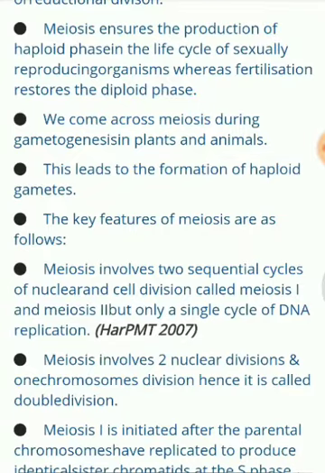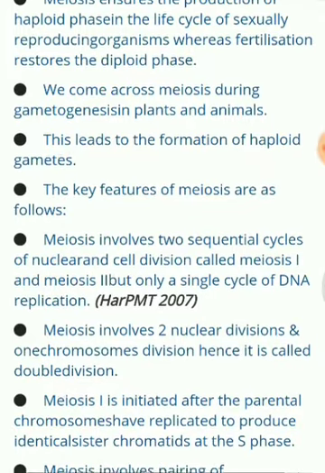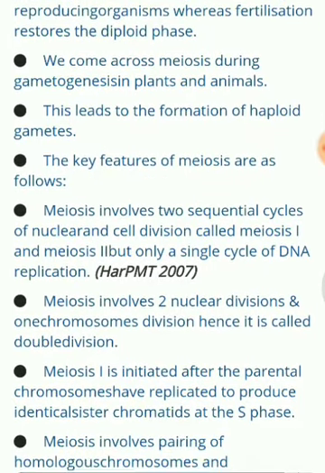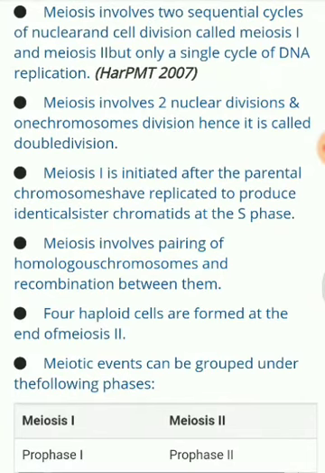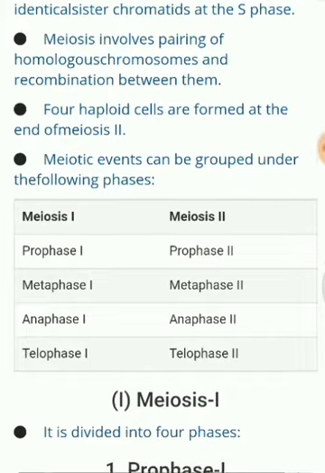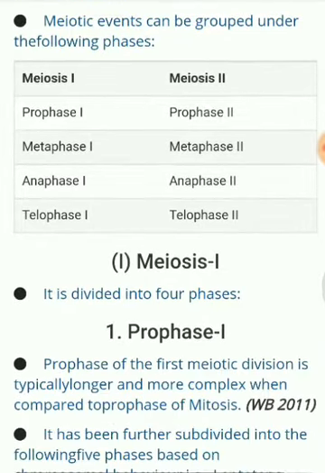The key features of meiosis are as follows. Meiosis involves two sequential cycles of nuclear and cell division, called meiosis 1 and meiosis 2, but only a single cycle of DNA replication. Meiosis involves two nuclear divisions and one chromosome division, hence is called a double division. Meiosis 1 is initiated after the parental chromosomes are replicated to produce identical sister chromatids in the S phase. Meiosis involves pairing of homologous chromosomes and recombination between them. Four haploid cells are formed at the end of meiosis 2. Meiotic events can be grouped into the following phases: meiosis 1, prophase 1, metaphase 1, anaphase 1, telophase 1, and similarly meiosis 2.